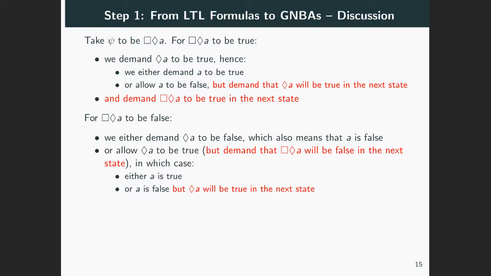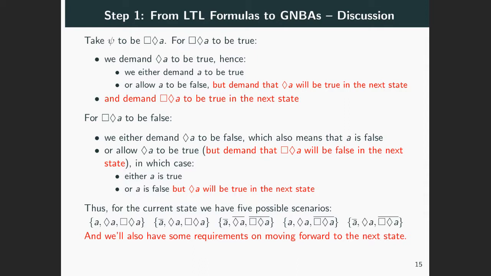On the other hand, for always eventually A to be false, we either have eventually A be false, meaning that A will also be false in this scenario, or we go for the alternative scenario, allowing eventually A to be true and leaving the goal of falsifying always eventually A to the next state. And further looking into what it means for eventually A to be true, we have the possibility of making A true right now, or allowing A to be false, and postponing the goal of making eventually A true to the next state. So we have gathered the following possible scenarios for right now.